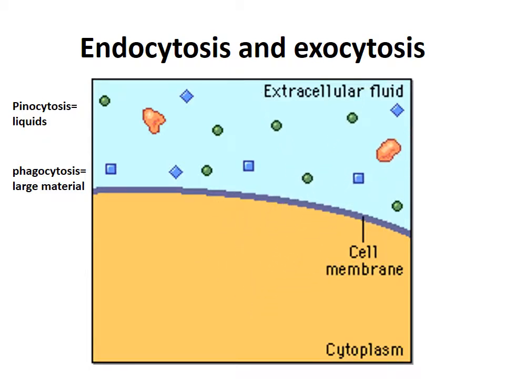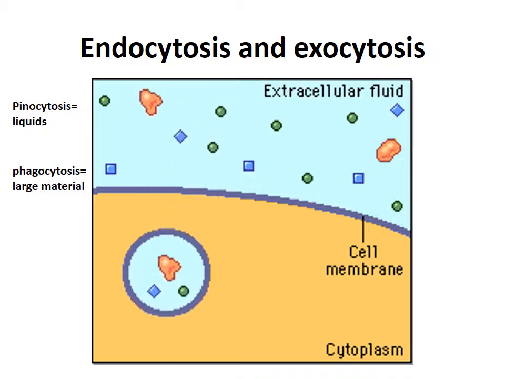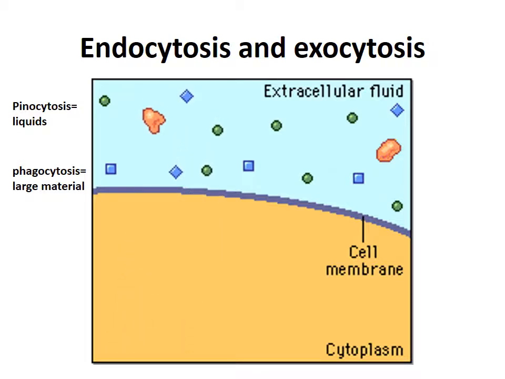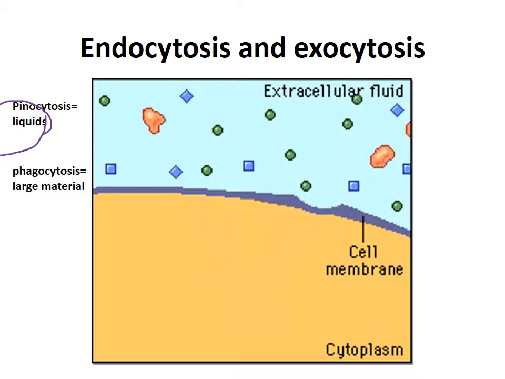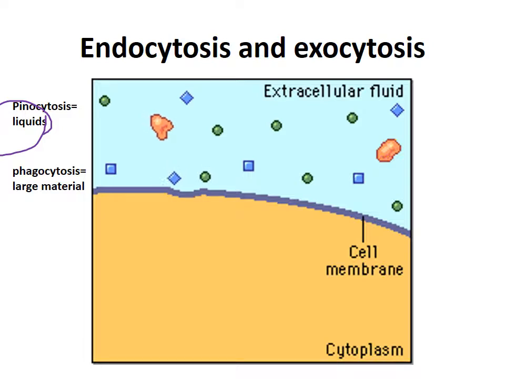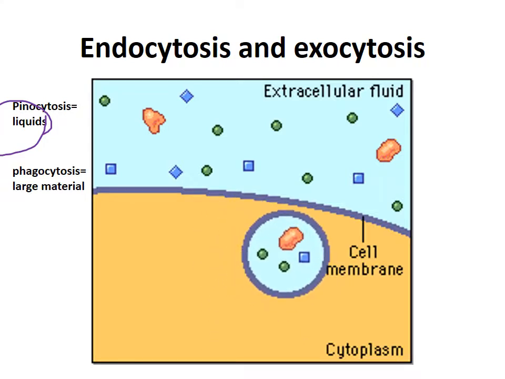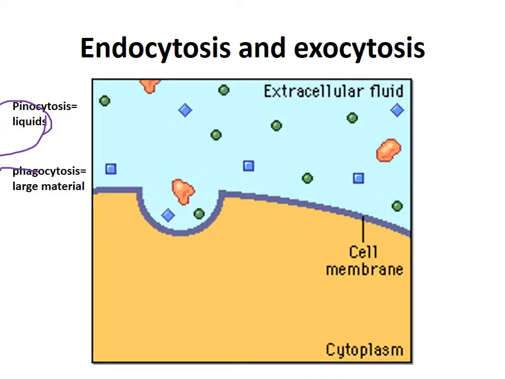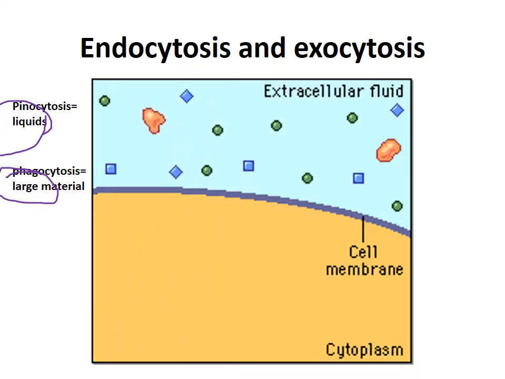So if the material is a fluid, these little minute vesicles are going to form. And this type of endocytosis is called pinocytosis. That's of liquids. If the material is relatively large, but it's solid, like let's say a digested material, and it needs to be digested by enzymes after fusion of the vesicle with the lysosome, it's going to be called phagocytosis. And here it is over here. Phago means to eat. So this is going to occur in white blood cells that are going to be ingesting bacteria and other foreign bodies.